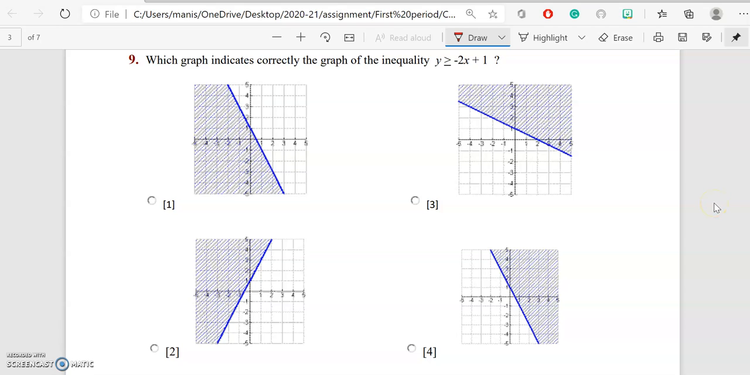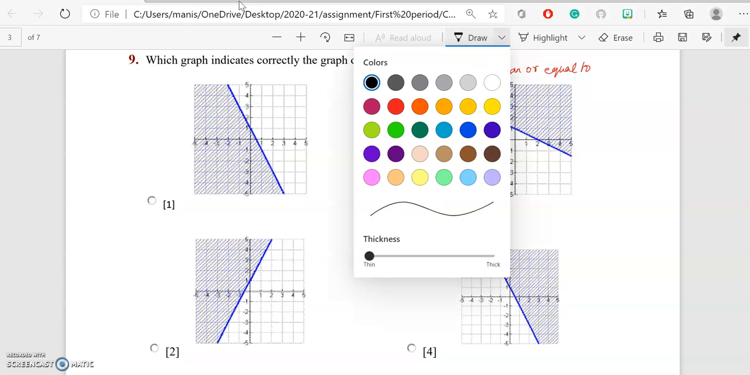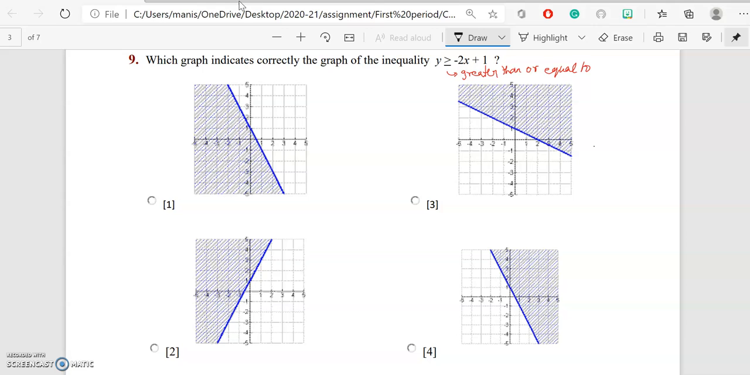Alright, EOCT milestones, day 2. Question number 9. Which graph indicates correctly the graph of the inequality y is greater than or equal to negative 2x plus 1? So first of all, what we will do is we will learn how to draw a graph on the coordinate axis.